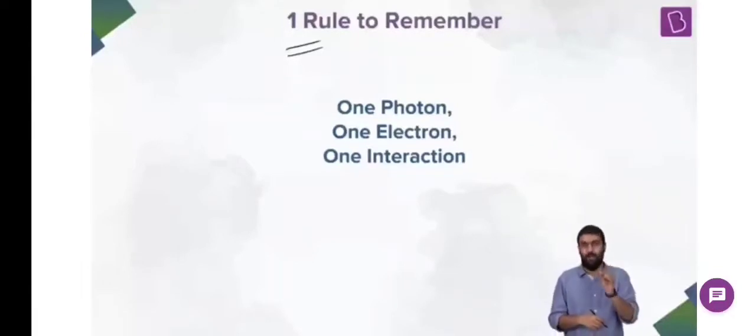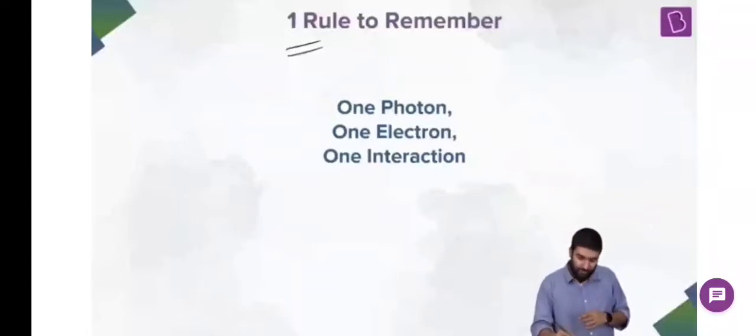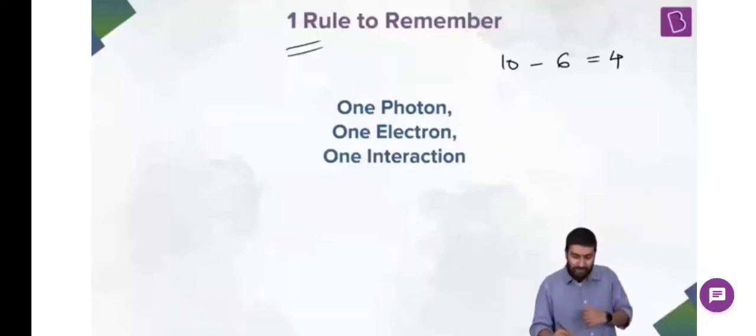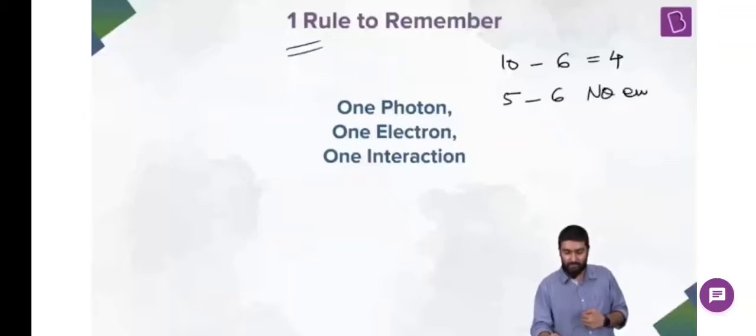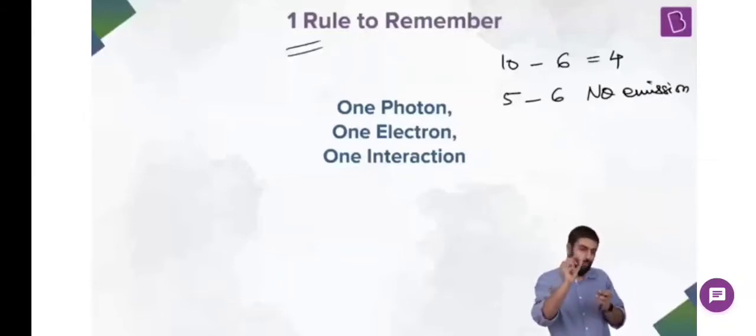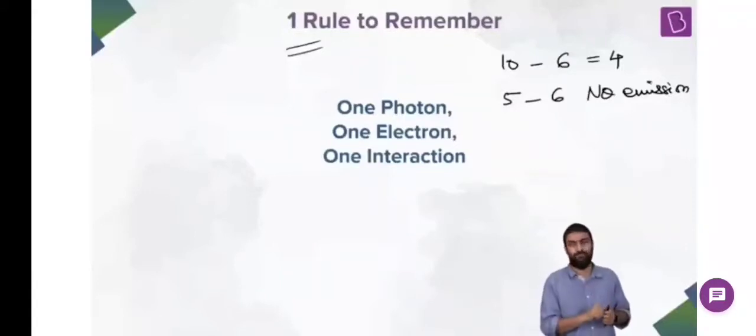Now, how does that solve the problem? Let me illustrate it. Let's say my electron required 6 to get out. And let's say you provided it 10. And the kinetic energy was 4. Now, let's say your photon, the red photon, was of energy 5, and the required energy was 6. And so over here, we are not going to have any emission. Why? Because your individual photon, which is going to interact with a single electron, is not sufficient enough to cause the electron's emission.